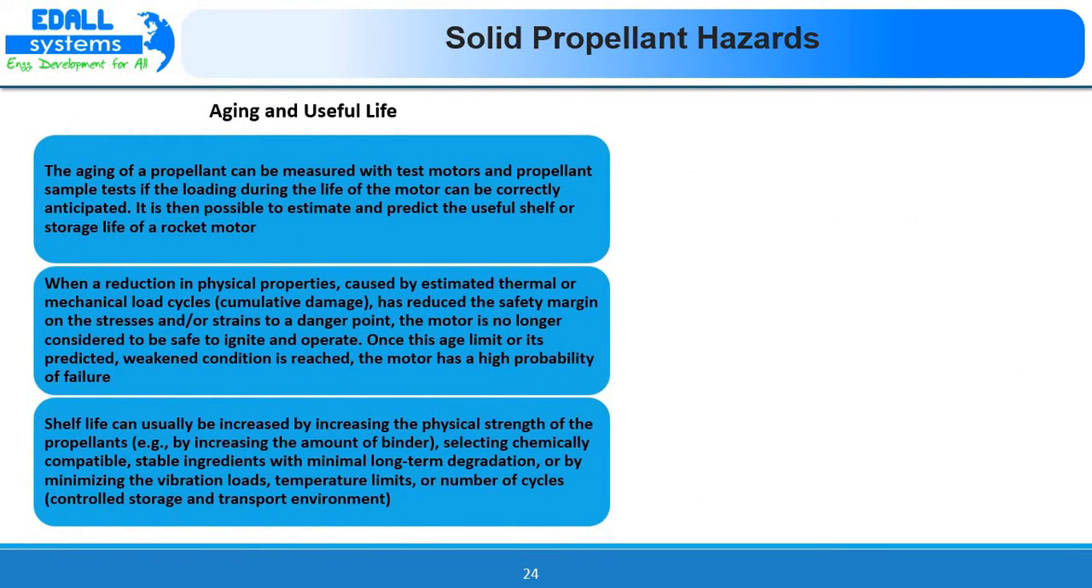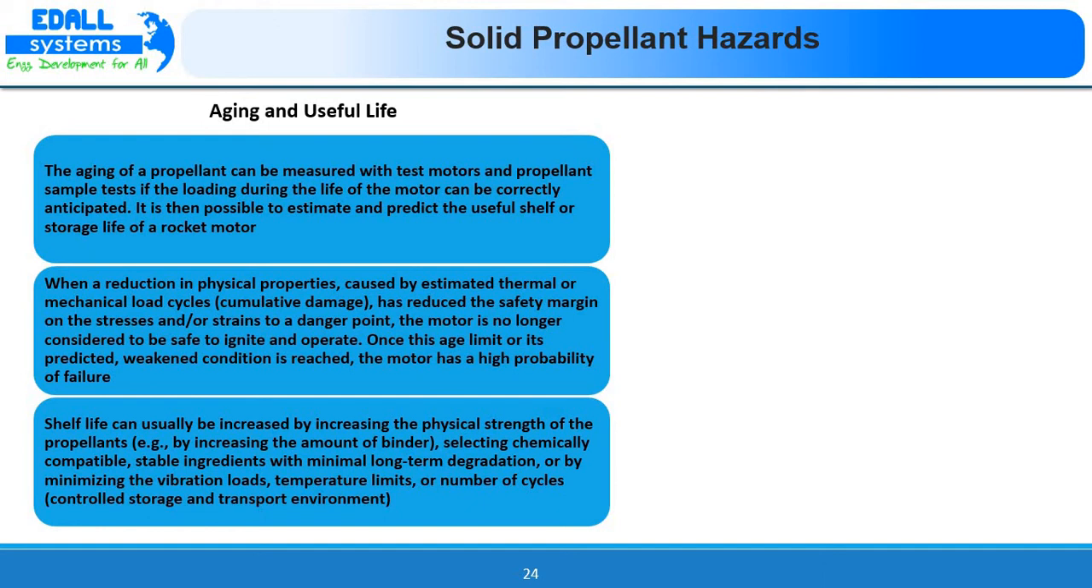Next we will see aging and the useful life. So the aging of propellant can be measured with test motors and propellant sample tests. If the loading during the life of the motor can be correctly anticipated, it is then possible to estimate and predict the useful shelf or storage life of a rocket motor. So if we are able to anticipate the loading during the life of the motor, then it is very easy to estimate and predict the useful shelf life storage of a rocket motor.